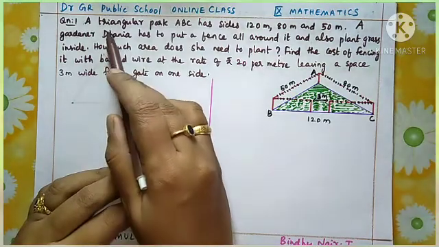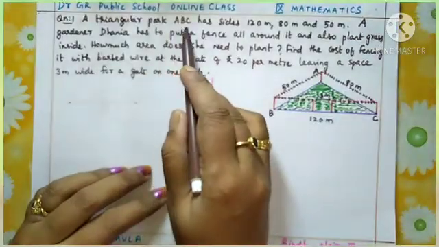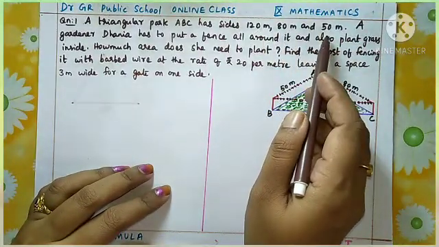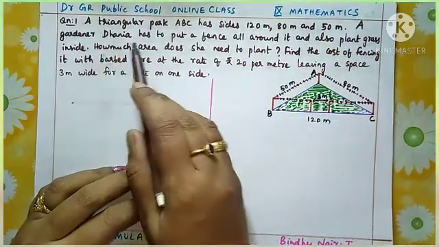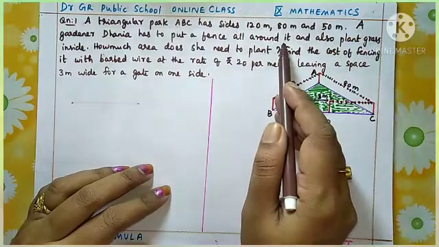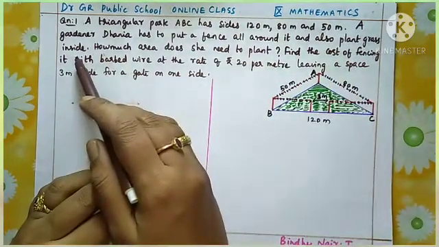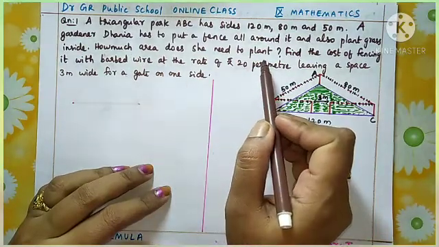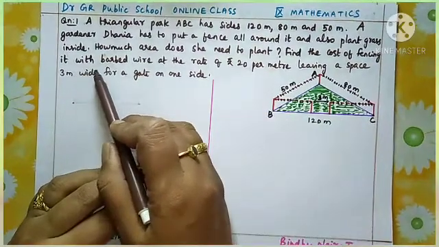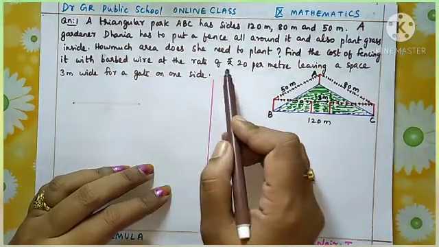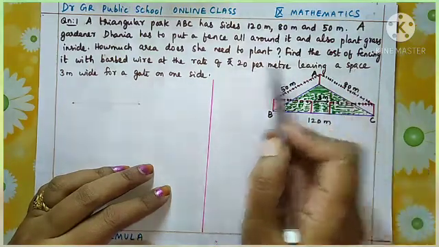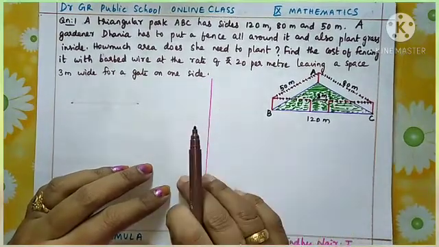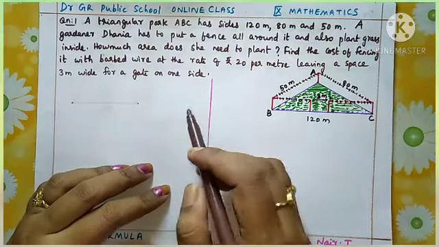All of you listen. A triangular park ABC has sides 120 meter, 80 meter and 50 meter. A gardener, Dania, has to put a fence all around it and also plant grass inside. How much area does she need to plant? Find the cost of fencing it with barbed wire at the rate of rupees 20 per meter, leaving a space 3 meter wide for a gate on one side.